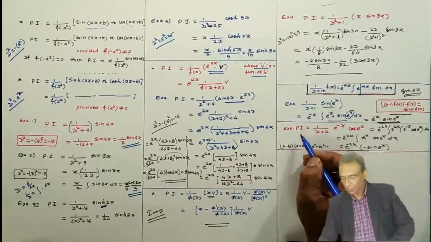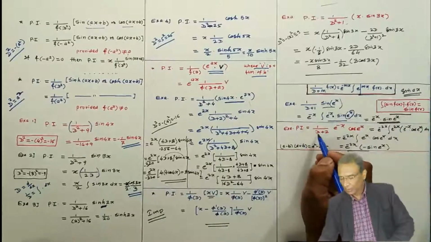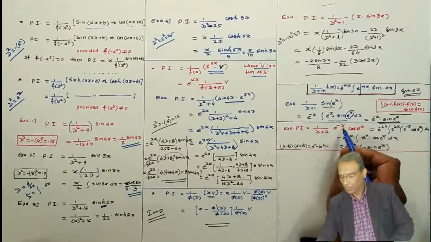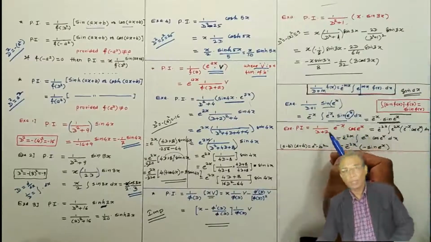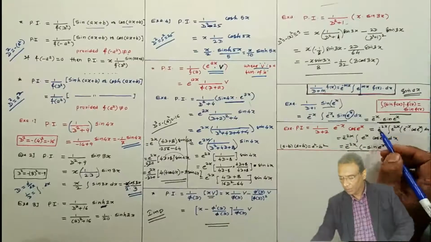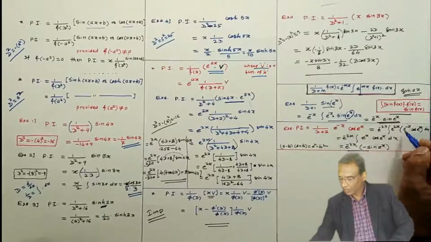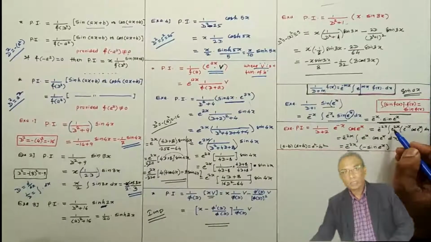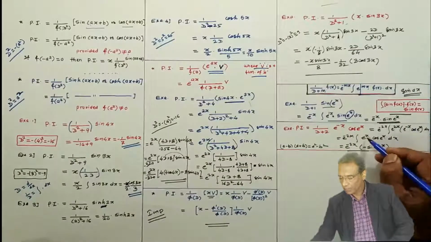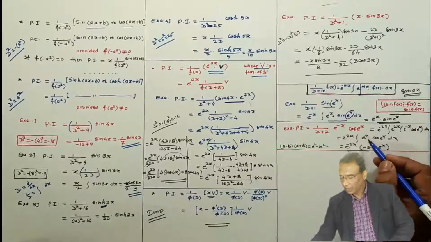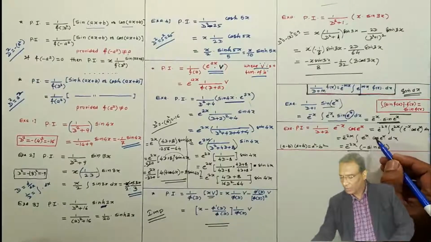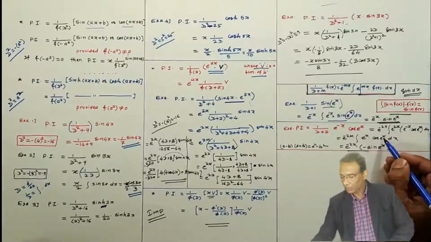Similarly, next one now, particular integral 1 by (D plus 2) e to the power minus x cos of e to the power x. Again by the same formula, e to the power minus 2x times the integral of e to the power 2x and the same function. By law of indices, e to the power 2x minus x is e to the power x, and here again integral of e to the power x cos of e to the power x.